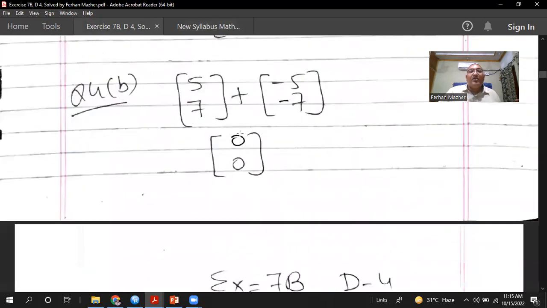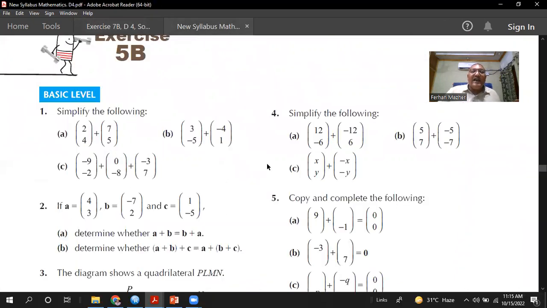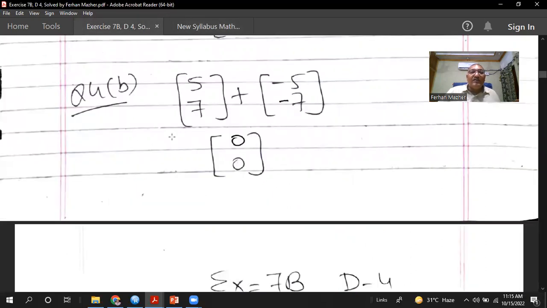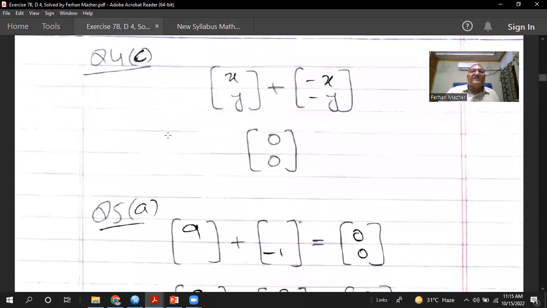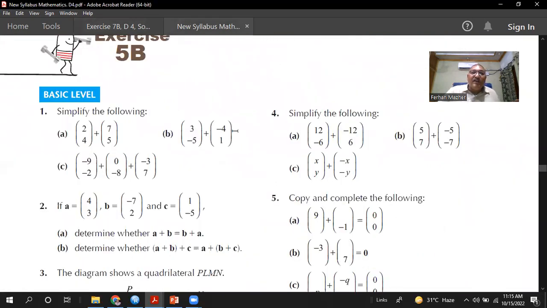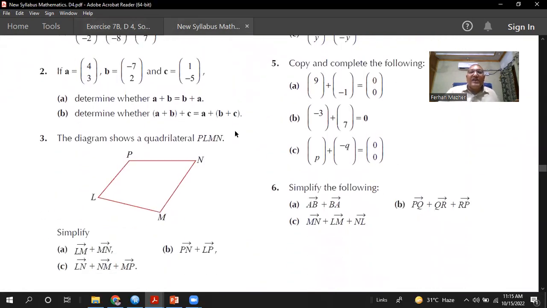Okay, so 5 plus minus 5, that will be 0. 7 minus 7, it will be 0. So this is called the 0 vector. And then we have x plus minus x and y minus y. So x minus x will be 0, y minus y will also be 0. So this is how you will do question number 4, C part. Okay, so we are going to the next question.